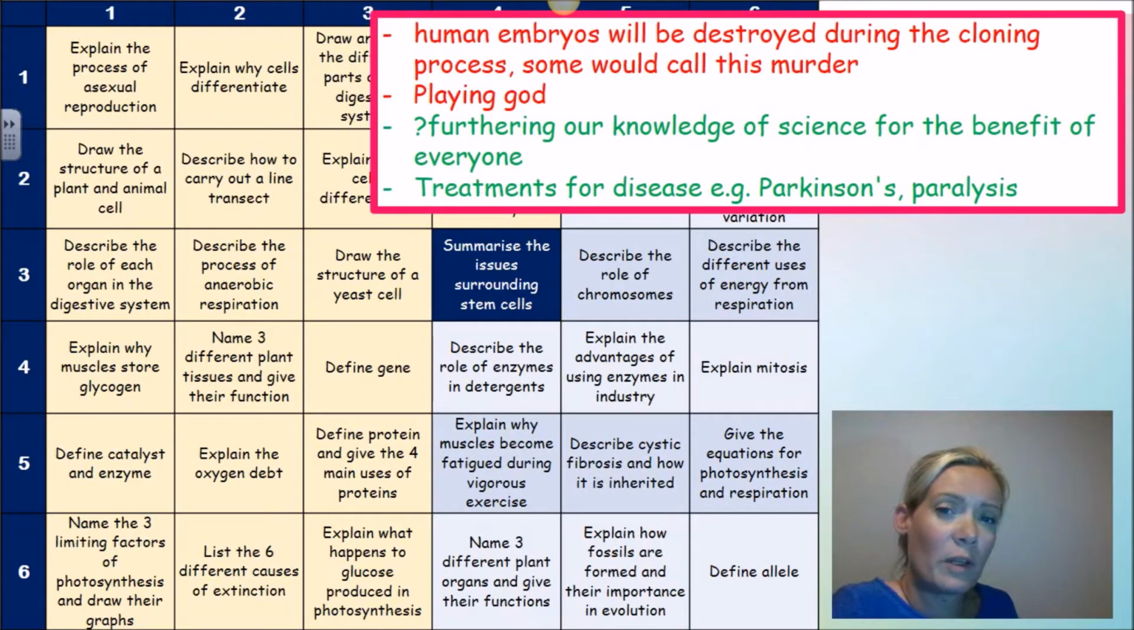Positive things, though, might be that we are furthering our knowledge of science for the benefit of everybody. So that would be a reason why I might want to do it. And obviously, as we've already talked about, treatments for disease like paralysis. So we may be able to grow nerve cells to transplant into somebody who's suffering from paralysis, or things like Parkinson's as well, using stem cells to try to treat patients who are suffering from Parkinson's. So there are clear fors and against. And again, it's worth remembering a couple of points so you can write those down in your exam.